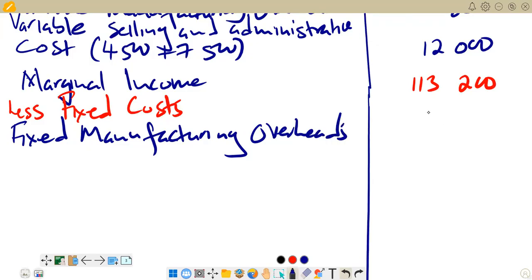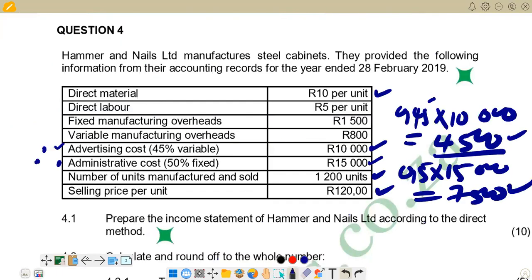Manufacturing overheads, and the figure that we are given there is 1,500. So we are putting 1,500 there. Then we go again to check other fixed costs that we have in the question. If you check there, we have advertising and administrative.